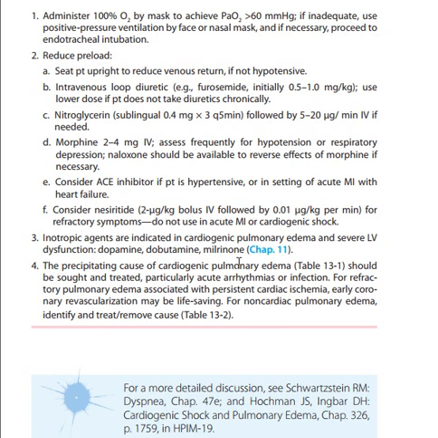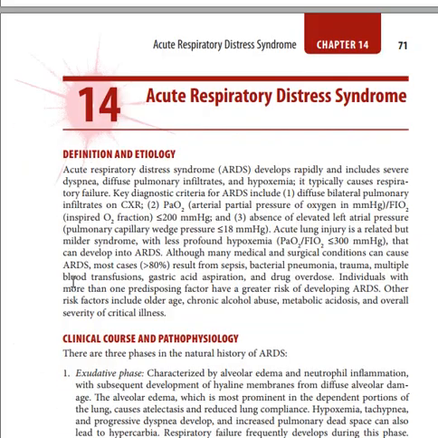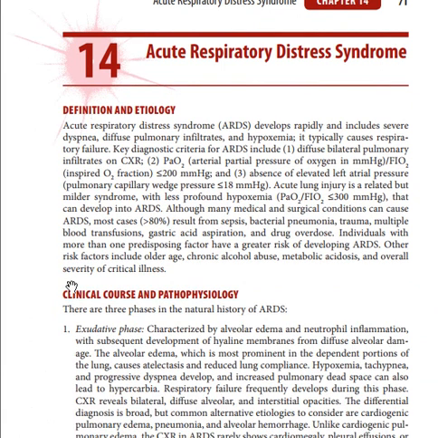The precipitating cause of cardiogenic pulmonary edema should be sought, as we have already seen above. We have different precipitating causes, particularly acute arrhythmia or infection. For refractory pulmonary edema associated with persistent cardiac ischemia, early coronary revascularization may be life-saving. So now the next thing you're going to visualize is acute respiratory distress syndrome.